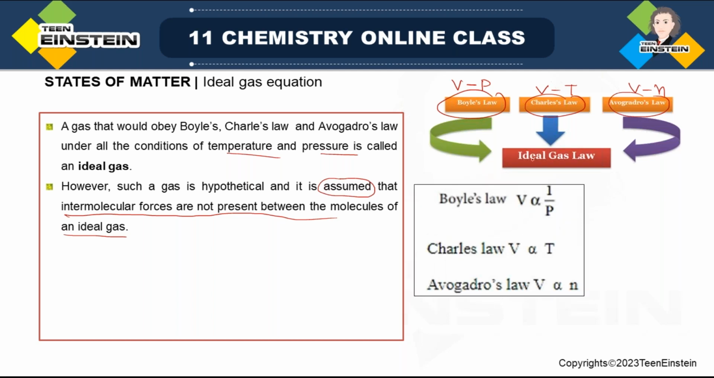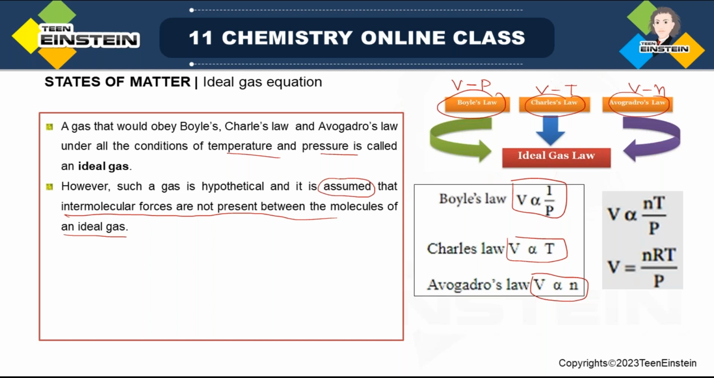So from Boyle's law we have seen this relationship, from Charles' law and from Avogadro's law. Now when you combine all these three, you will get V is proportional to N into T divided by P, because P is in the denominator. To remove this proportionality, we can have a constant, and this constant is basically R, which is known as the universal gas constant.